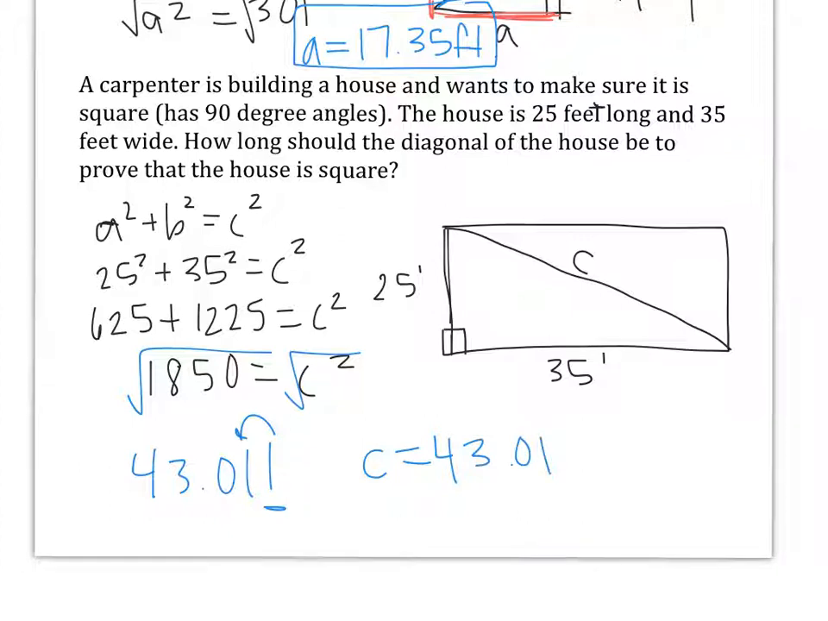And I can label it with feet, F-E-E-T, or I could use the little mark that represents feet. So 43.01. So again, you have to ask yourself, is this answer reasonable? If I have legs that are 25 and 35, and I'm making a right triangle, could the hypotenuse be 43.01? Well, yeah, that makes sense because it definitely should be longer than 25 and 35, so that does make sense.